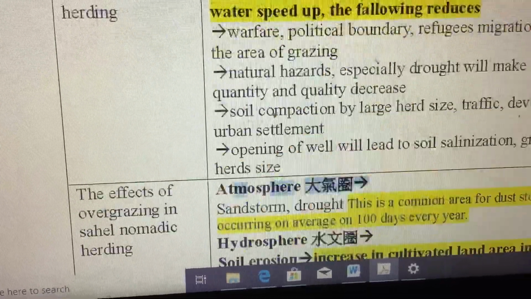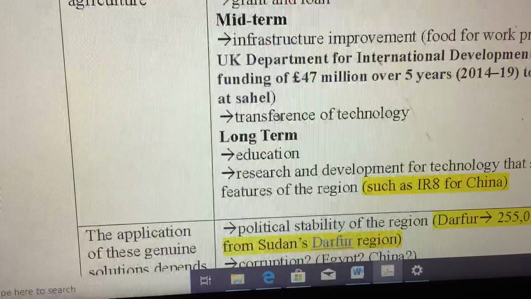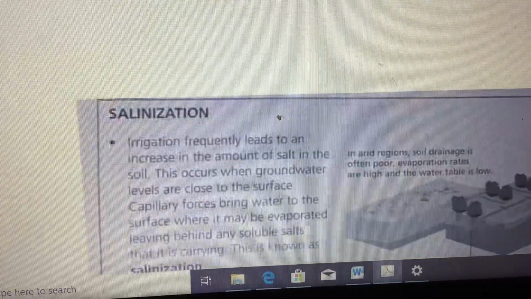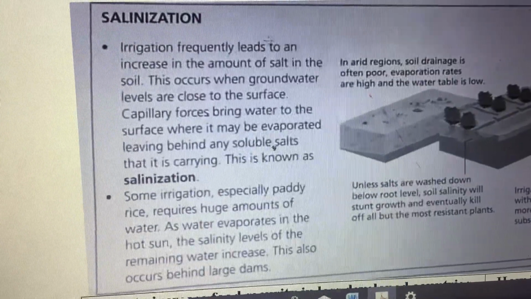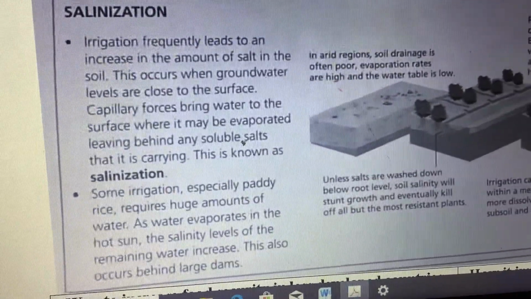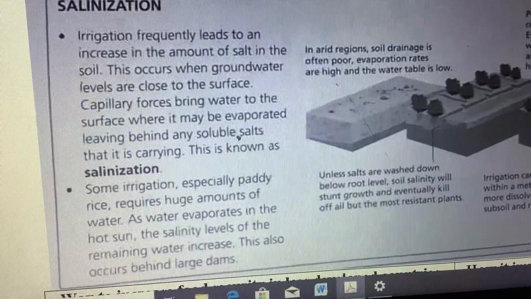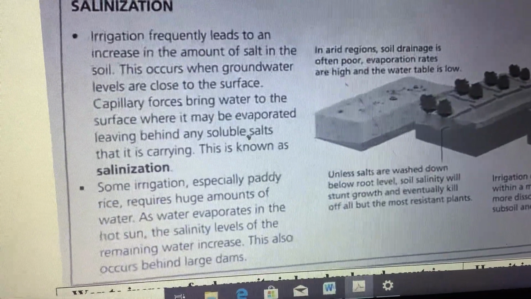Page 70. For chapter 5, start with page 70. This is the whole thing about salinization. It's a very good article to talk about the whole situation about salinization. If you really don't know, you can have a look and memorize it.